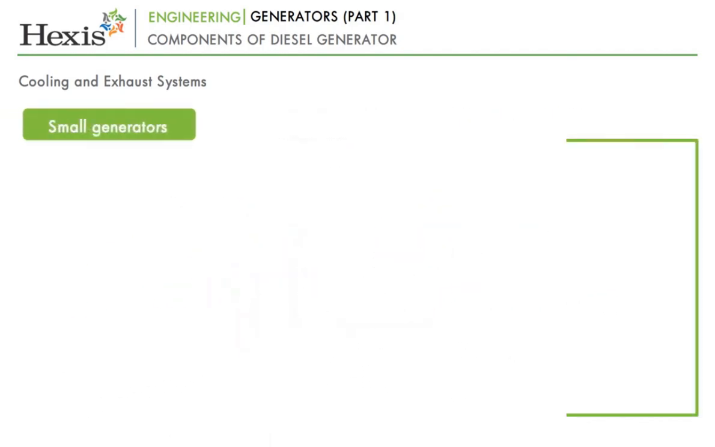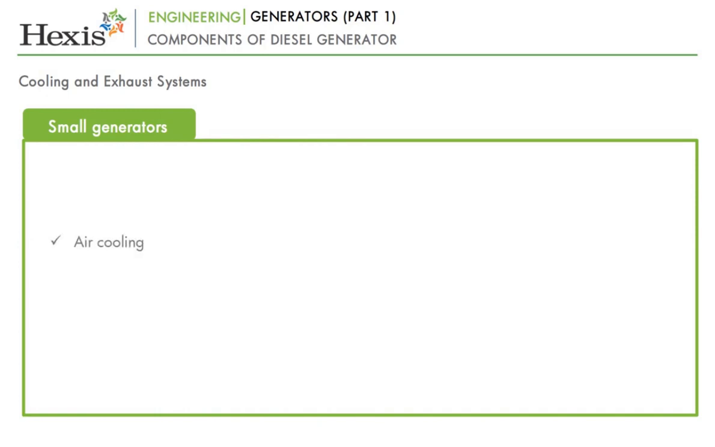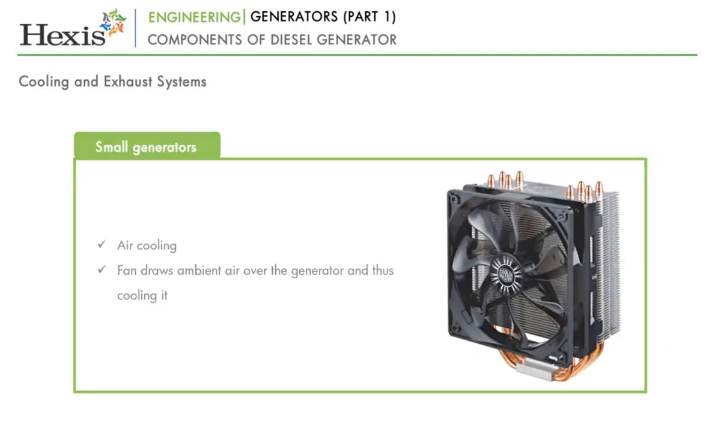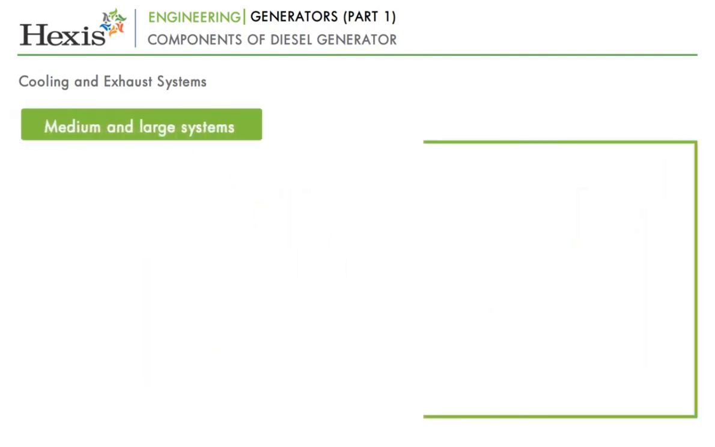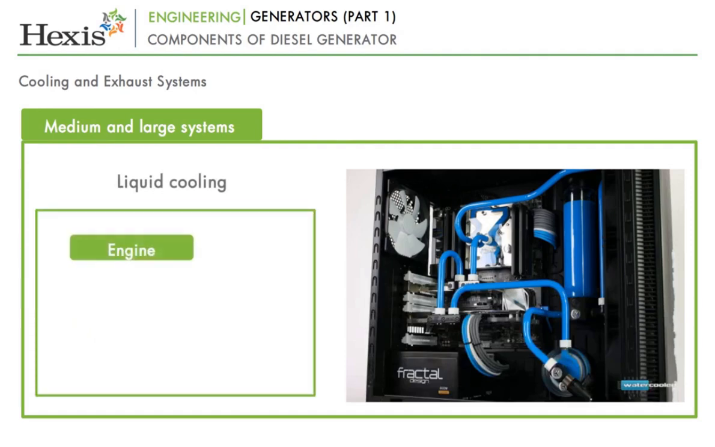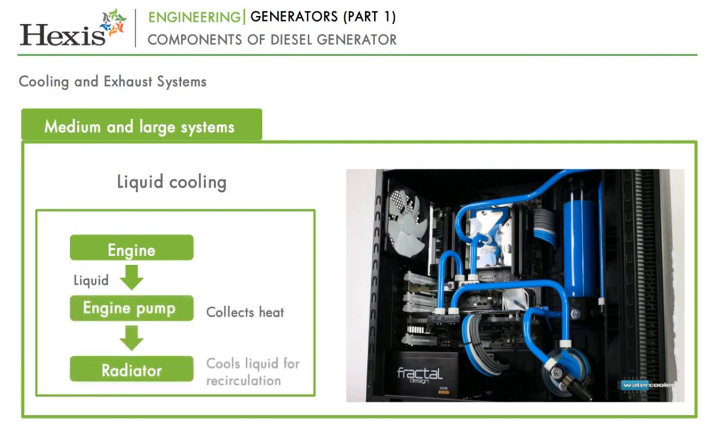In small generators, air cooling is used, wherein a fan draws ambient air over the generator and thus provides cooling. In medium and large generators, liquid cooling is used. A pump directs the liquid, which can be oil or a coolant, to the engine, where it collects heat from the engine and then goes to the radiator, where it is cooled for recirculation.